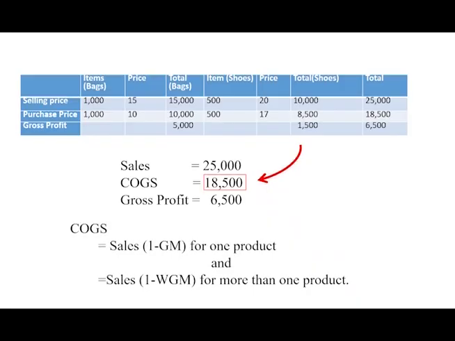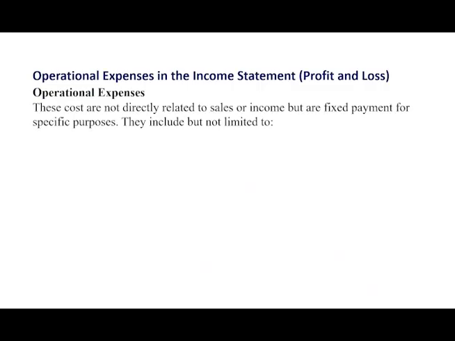Remember, if the product is one, we use the gross margin. If the product is more than one, then we use the weighted gross margin. Having understood how the cost of goods works, we move on to the operational expenses and the profit and loss. Let's look at the items in the operational expenses.